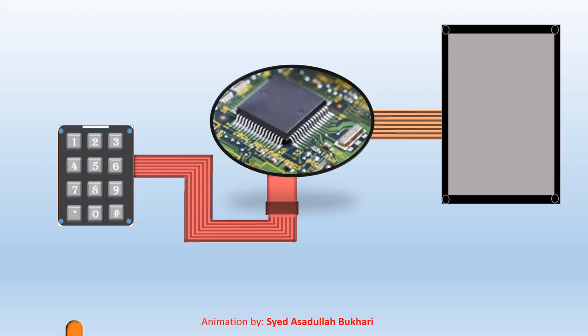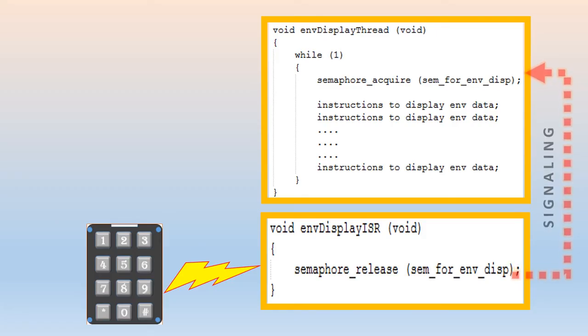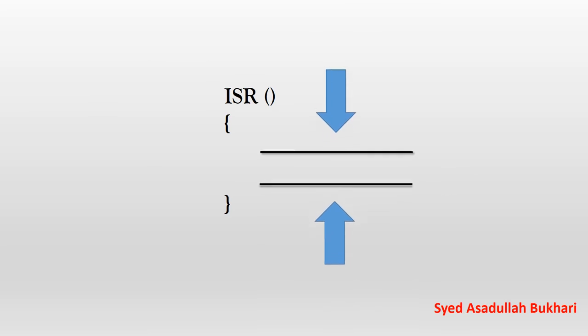Well, now you may have a question: when the button is pressed and an interrupt is triggered, the ISR gets called and signals the thread to perform a particular task, like displaying some environmental parameters. So why not have the ISR itself perform this task of displaying environmental parameters? The answer is simple.